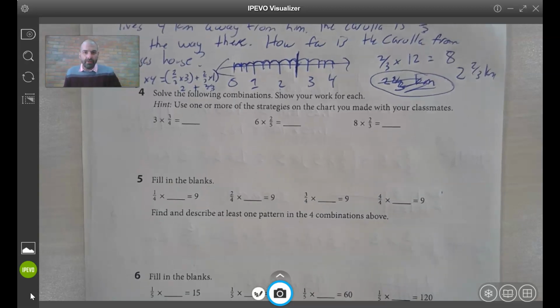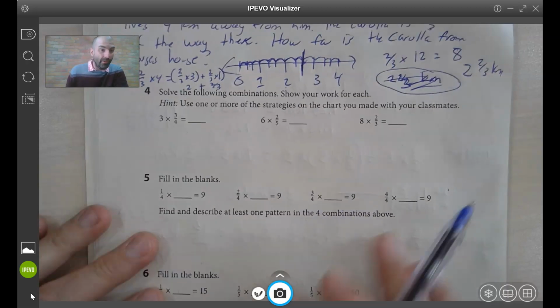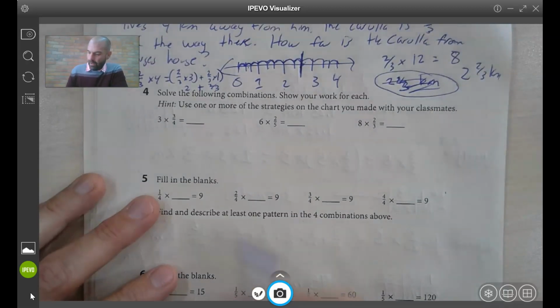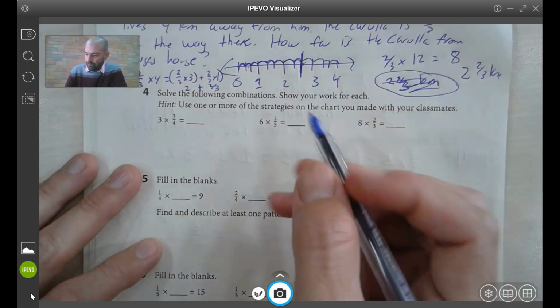Solve the following combinations. Show your work for each. Hint, use one or more of the strategies on the chart you made with your classmates. That was the one that we went over in the video. 3 times 3/4.